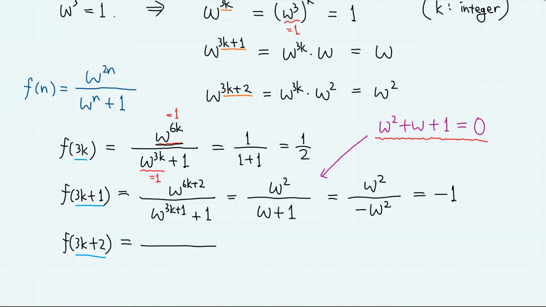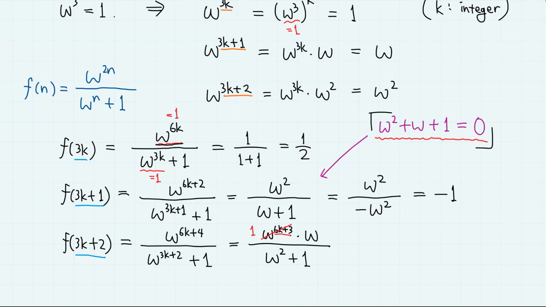As for f of 3k plus 2, this is omega to the power of 6k plus 4 divided by omega to the power of 3k plus 2 plus 1. Here, the numerator is a product of omega to the power of 6k plus 3 times omega. And since 6k plus 3 is a multiple of 3, this part right here is just 1. And the denominator is omega to the power of 3k plus 2 equals omega squared, hence omega squared plus 1. And using this relation again, the denominator, omega squared plus 1, is equal to minus omega, so we obtain negative 1.